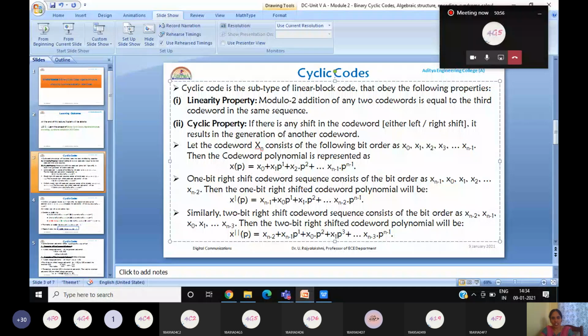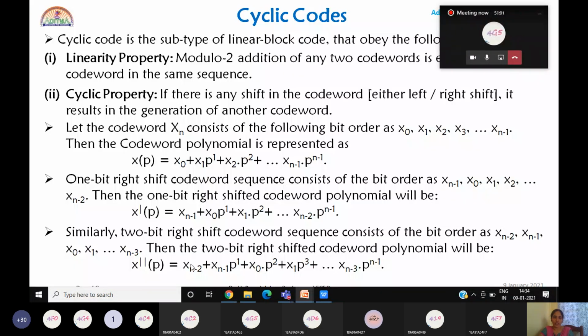Okay, the polynomial will be x double dash of p, which is equal to xn minus 2 plus xn minus 1 into p power 1 plus x0 into p square plus x1 into p cube plus so on, xn minus 3 into p power n minus 1. Here remember that xn minus 3 is the MSB bit and xn minus 2 is the LSB bit.